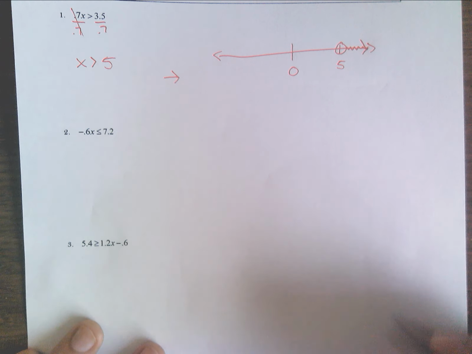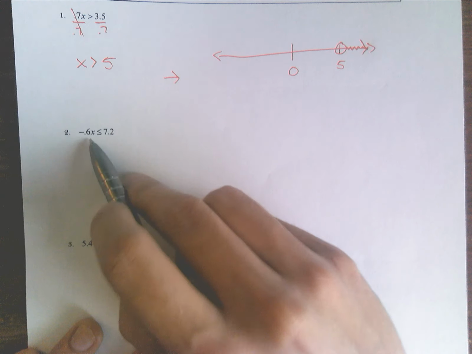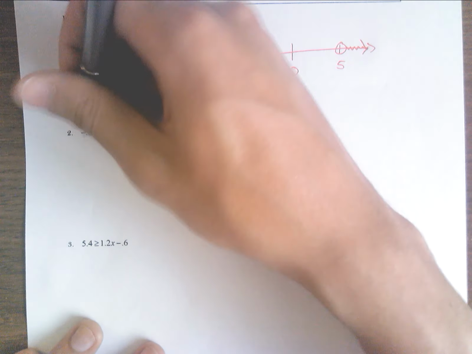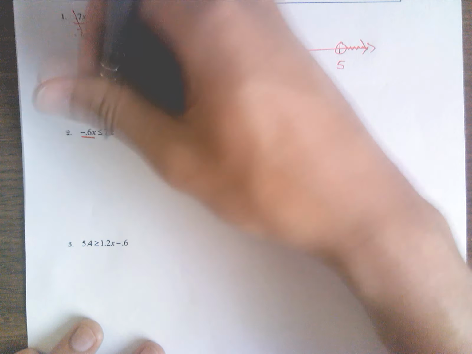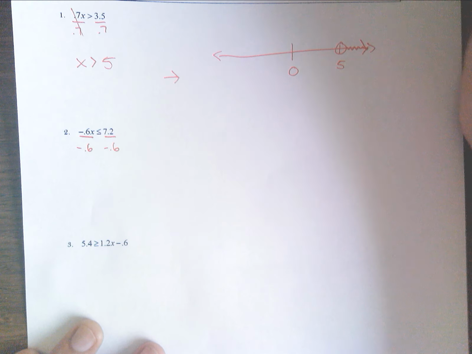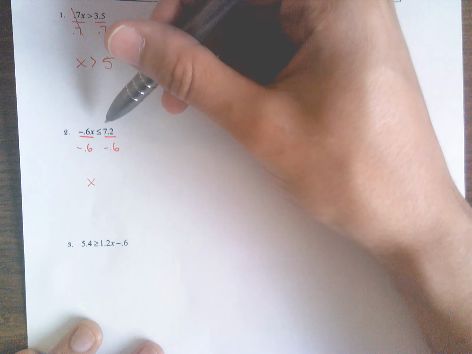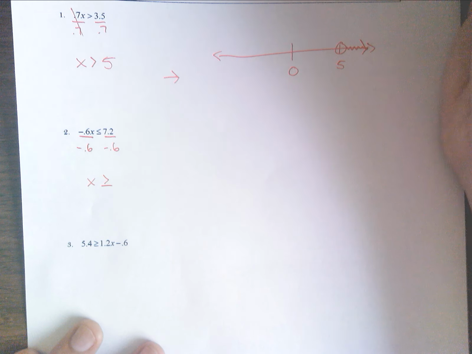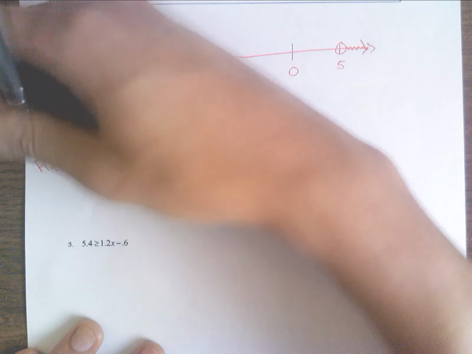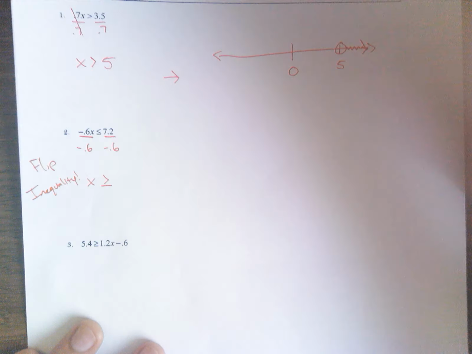All right, next up we have negative 0.6x is less than or equal to 7.2. The first thing that we do here, we've got negative 0.6 times x. A lot of students will add 0.6, right? This is negative 0.6 times x, so we have to divide by negative 0.6. Now, are we dividing by a negative? Yes, we are. So we have to flip the inequality. Instead of less than or equal to, this is going to flip around and be greater than or equal to. You can put a big note there: flip the inequality.